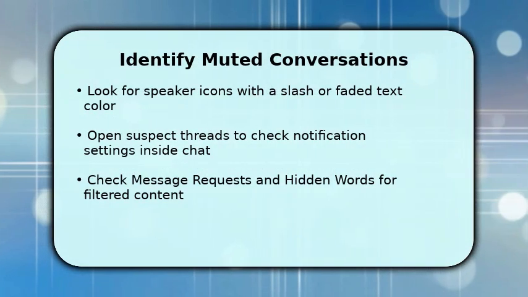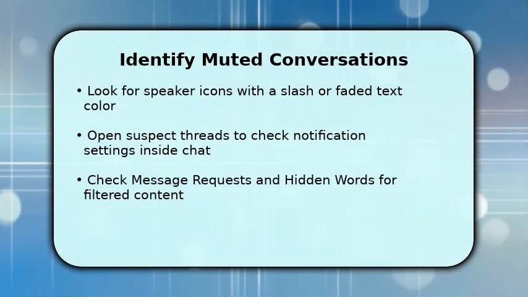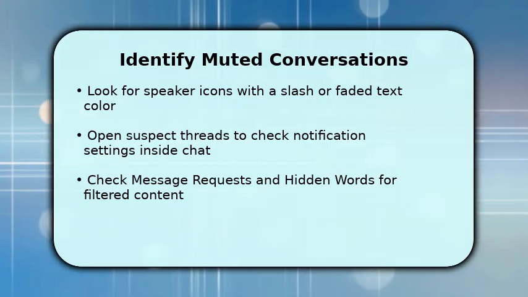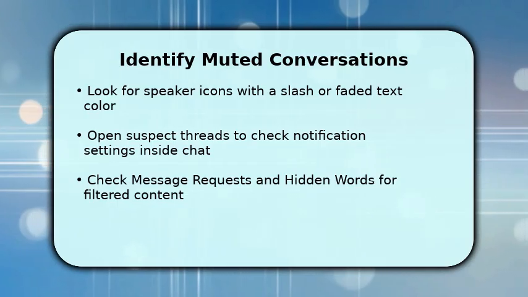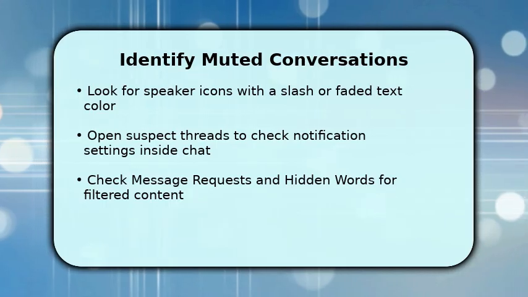You now inspect each suspect thread more closely. Open a chat and tap the name at the top to view its settings. Muted chats will show muted or disabled message notifications. Also check the three-line menu in the chat for a direct mute toggle.